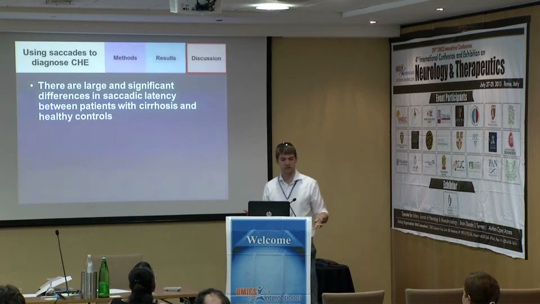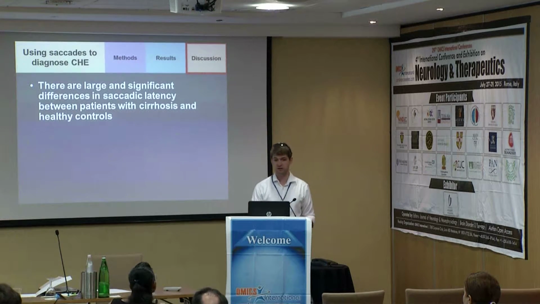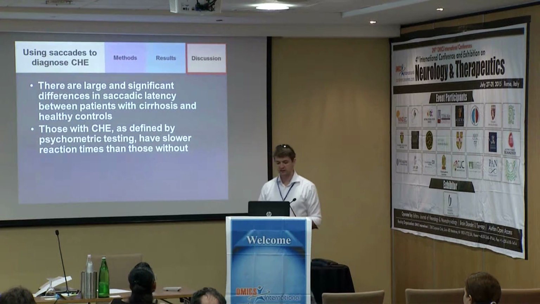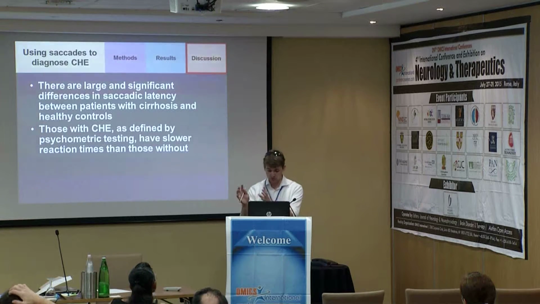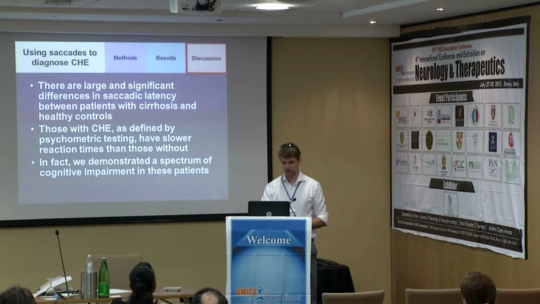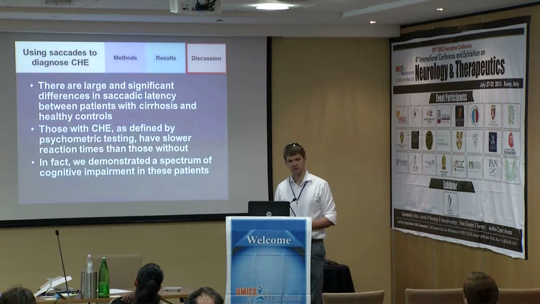So here are the key points, the salient features to finish off with. There are large and significant differences in saccadic latency between patients with cirrhosis and healthy controls. But the key thing is that those with covert hepatic encephalopathy, when you use the current definition, actually have slower reaction times than those without. And in fact, what we see is this kind of spectrum of cognitive impairment in these patients.